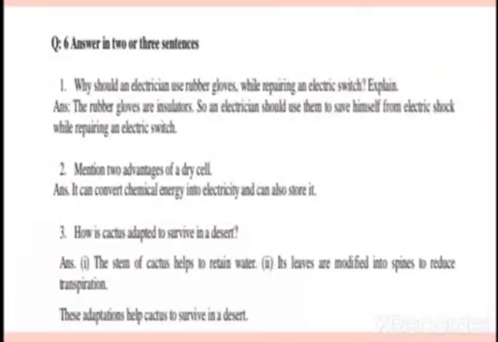It means when an electrician repairs an electric switch, electric current may pass. Because of the rubber gloves, which are insulators, the electric current will be cut off, and the electrician saves himself from electric shock. So your answer is the rubber gloves are insulators, so an electrician should use them to save himself from electric shock while repairing an electric switch.